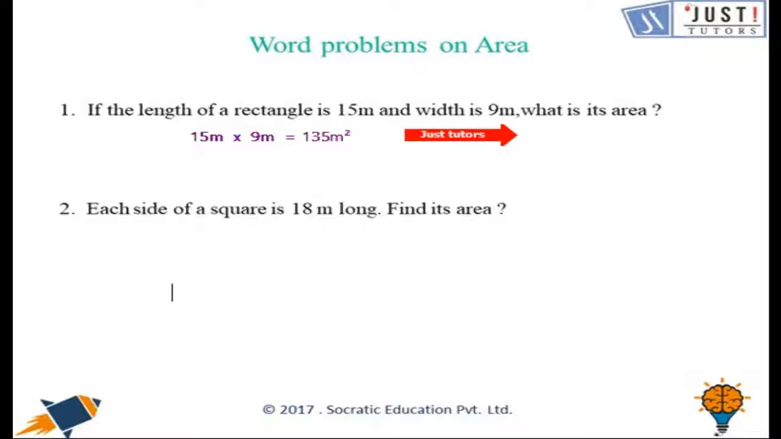Let's read the next question. It says that each side of a square is 18 meters long, and we need to find its area. The area of a square can be worked out by doing side squared. So you can do 18 times 18 to work out the area of the given square.